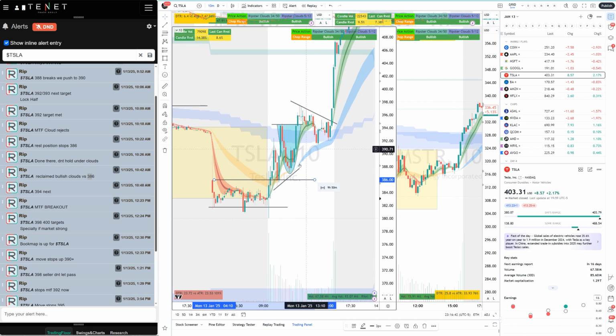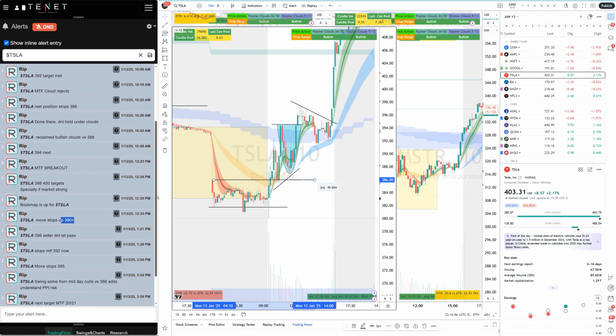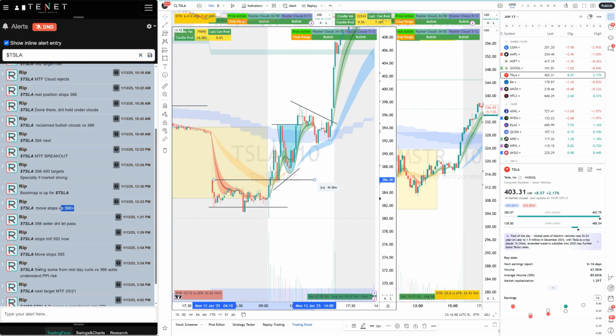We pulled back, and I kept pushing the stops up. You see, I moved the stops to 390 from 386. Then I moved the stops to 392, and all our stops held. Clouds held, MTF held, and then we broke out. And then I told everybody to swing it. Swing some from the midday curls.